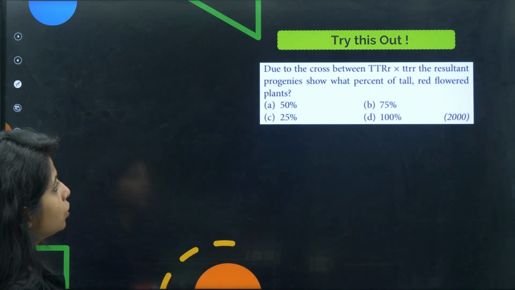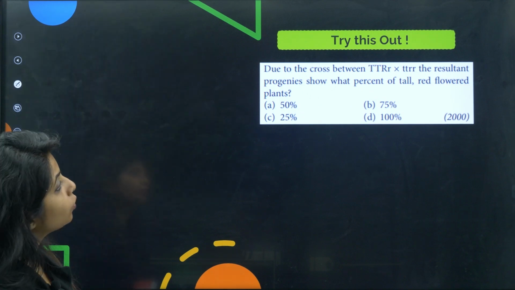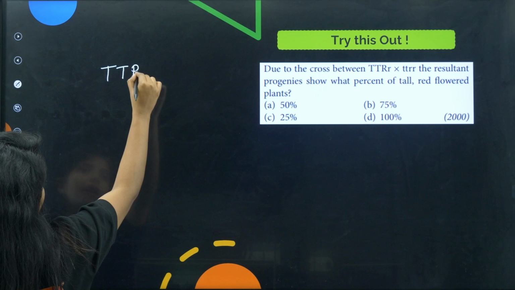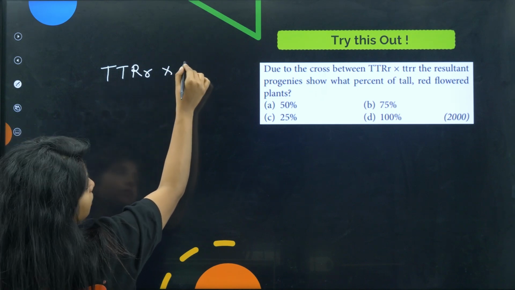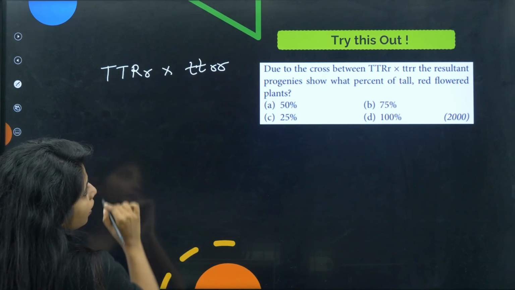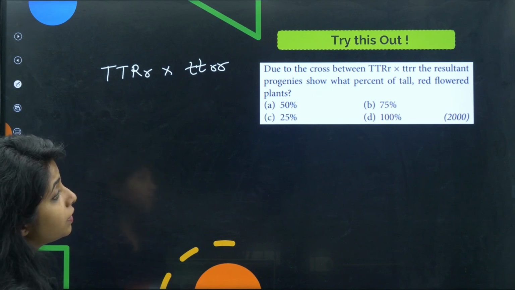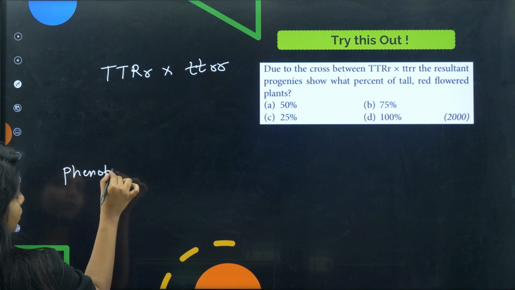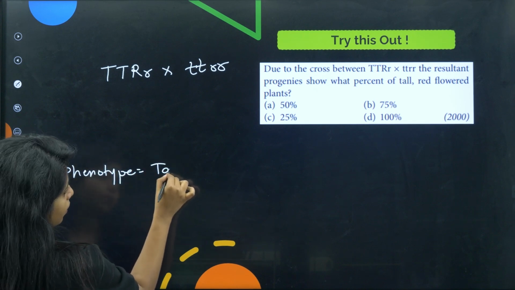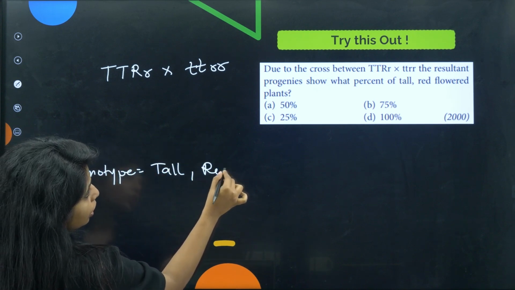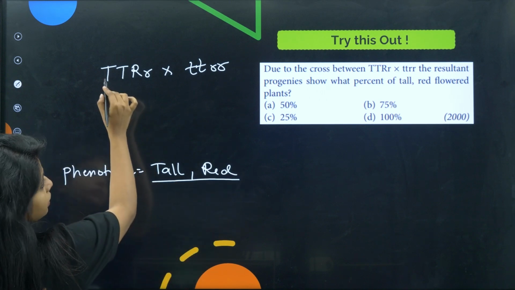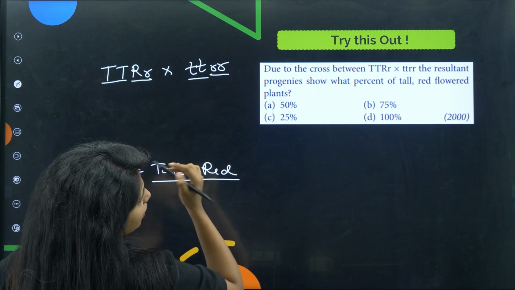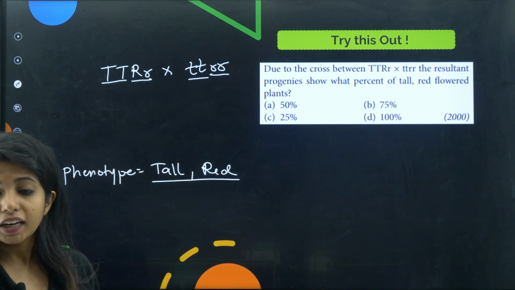Now going ahead, due to the cross between capital T, and small t, small r, the resultant progeny shows what percentage of tall and red. So we are given the phenotype, that we have to produce a tall and red colored plant. Now this is tall, this is red, this is not tall, this is dwarf, and this is again probably white or some other color. Now listen to me very carefully.